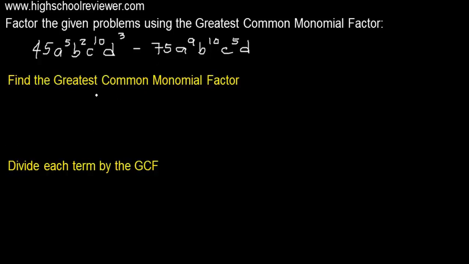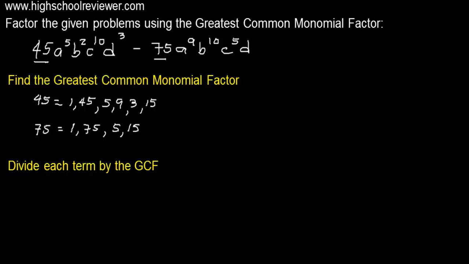So first, we are going to get the greatest common monomial factor. Let's start with the constants, 45 and 75. Okay, we are going to list the factors of 45. We have here 1 and 45, and then 5 and 9, and 3 and 15. For 75, the factors of 75, we have 1 and 75, and 5 and 15.